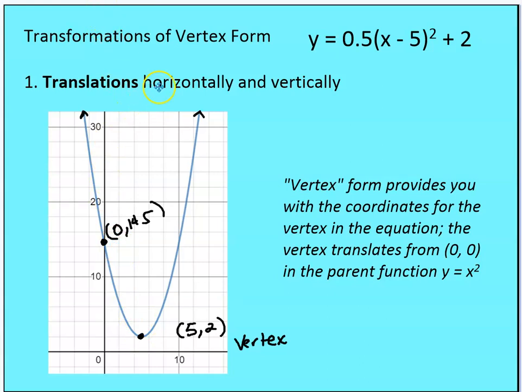So vertex form, or transformational form, is going to provide us with a coordinate for the vertex in the equation. That translates the vertex from the origin for the parent function. So I'm going to translate it 5 units over and 2 units up, and so I end up with my vertex here.